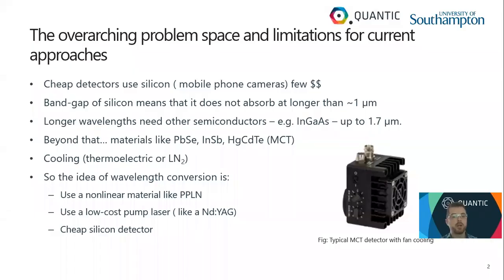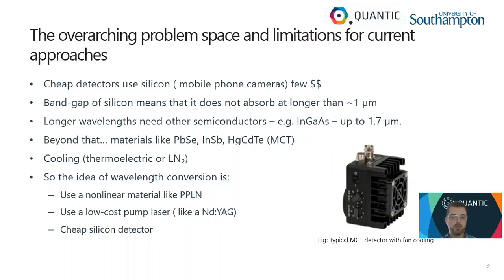So while our primary interests are in the detection of mid-infrared signals, we would ideally like to be able to use cheap, efficient silicon detectors. And silicon, alongside some other semiconductors, does not directly detect mid-infrared light. And materials which do typically require cooling and sometimes the application of liquid nitrogen.